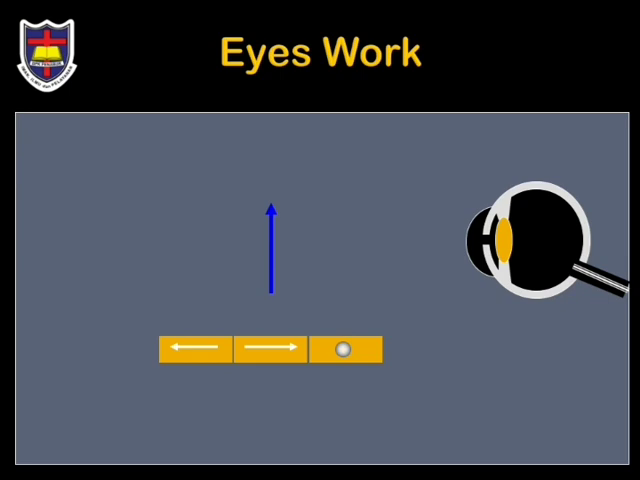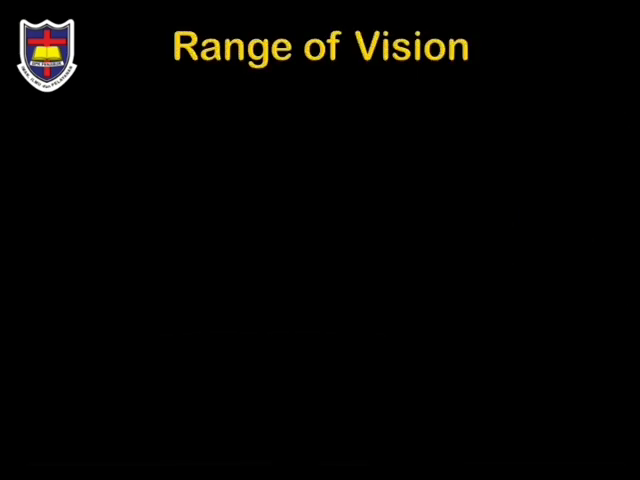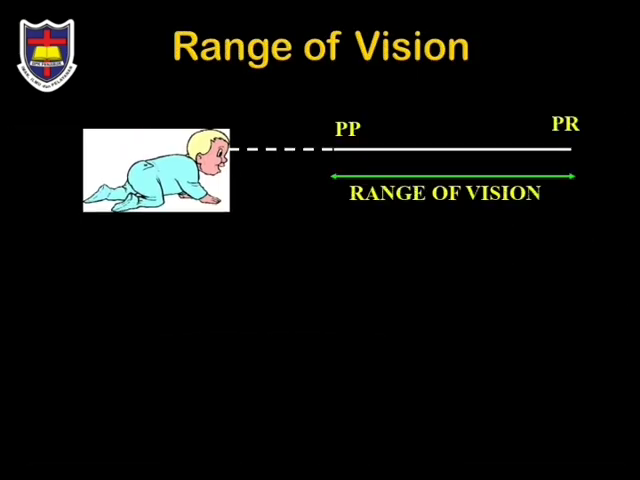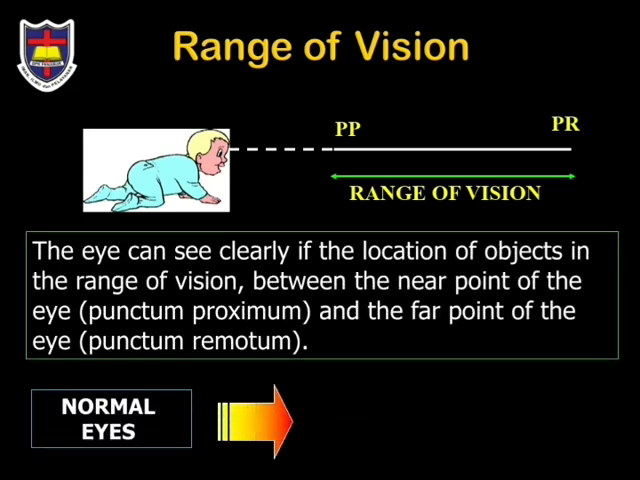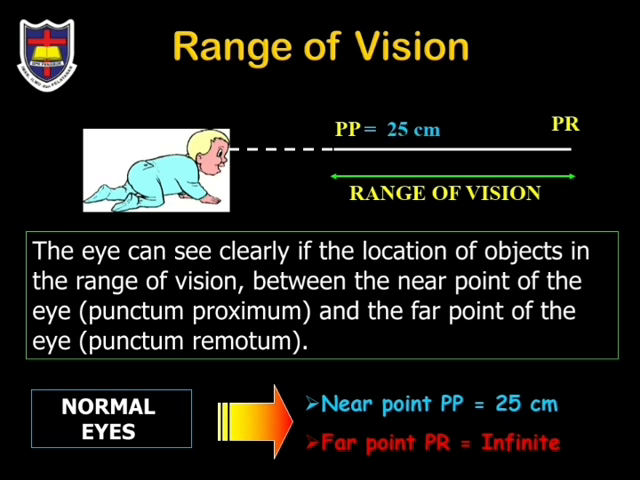This is the illustration of the eye accommodation. When the object is close to the eyes, the lens will thicken, and when the object is far away from the eyes, it will flatten. Next, range of vision. Punctum proximum for the normal eyes is 25 cm, and the punctum remotum is infinite. The eye can see clearly if the location of the object is in the range of vision between the near point of the eye, or punctum proximum, and the far point of the eye, or punctum remotum. So, in normal eyes, the near point is 25 cm and the far point is infinite.